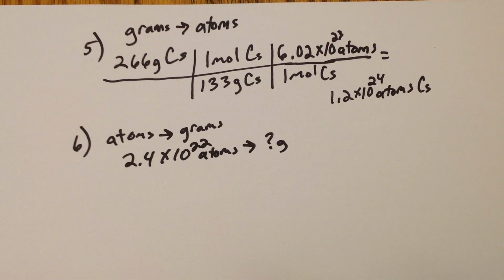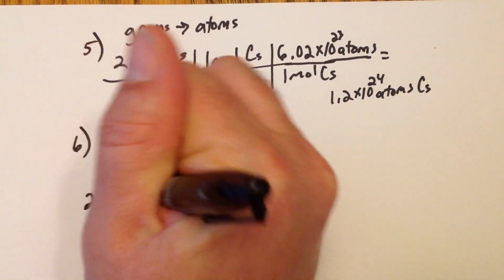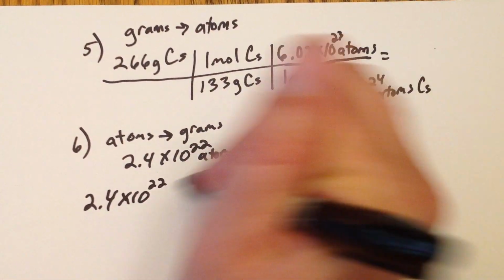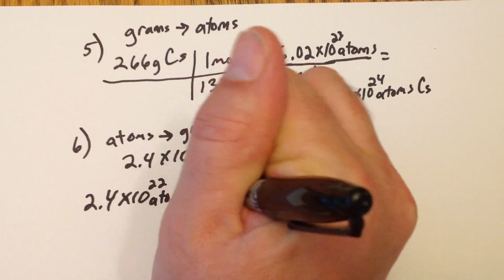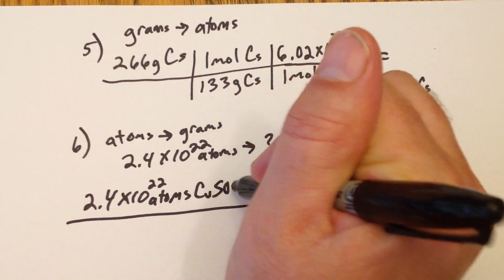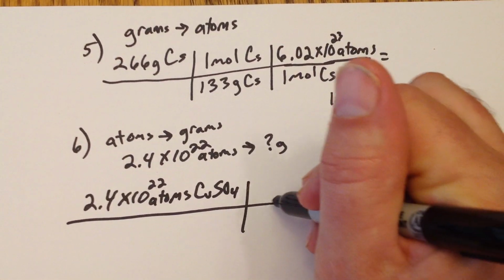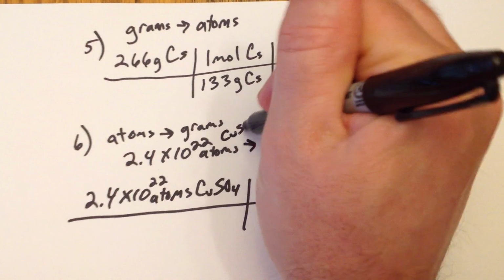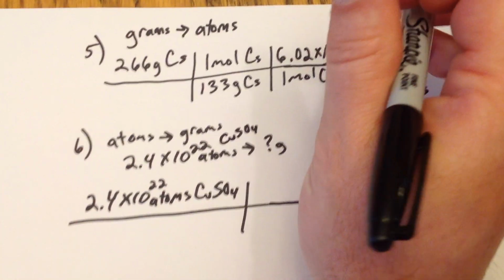So there's our problem set up. Let's see if we can work it. 2.4 times 10 to the 22nd. That's a lot of atoms. And what is that of? Copper 2 sulfate. I should have given you that up in the problem. There we go.